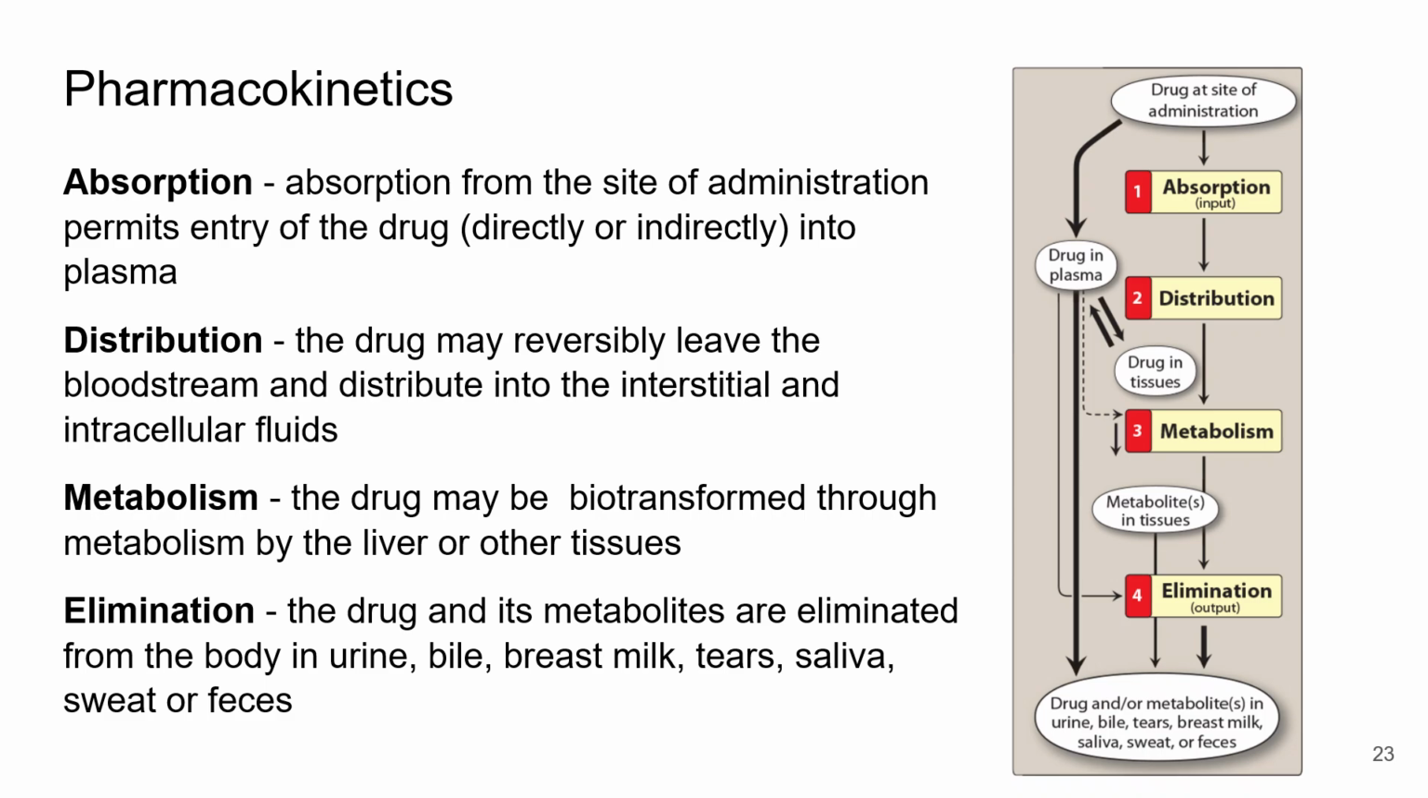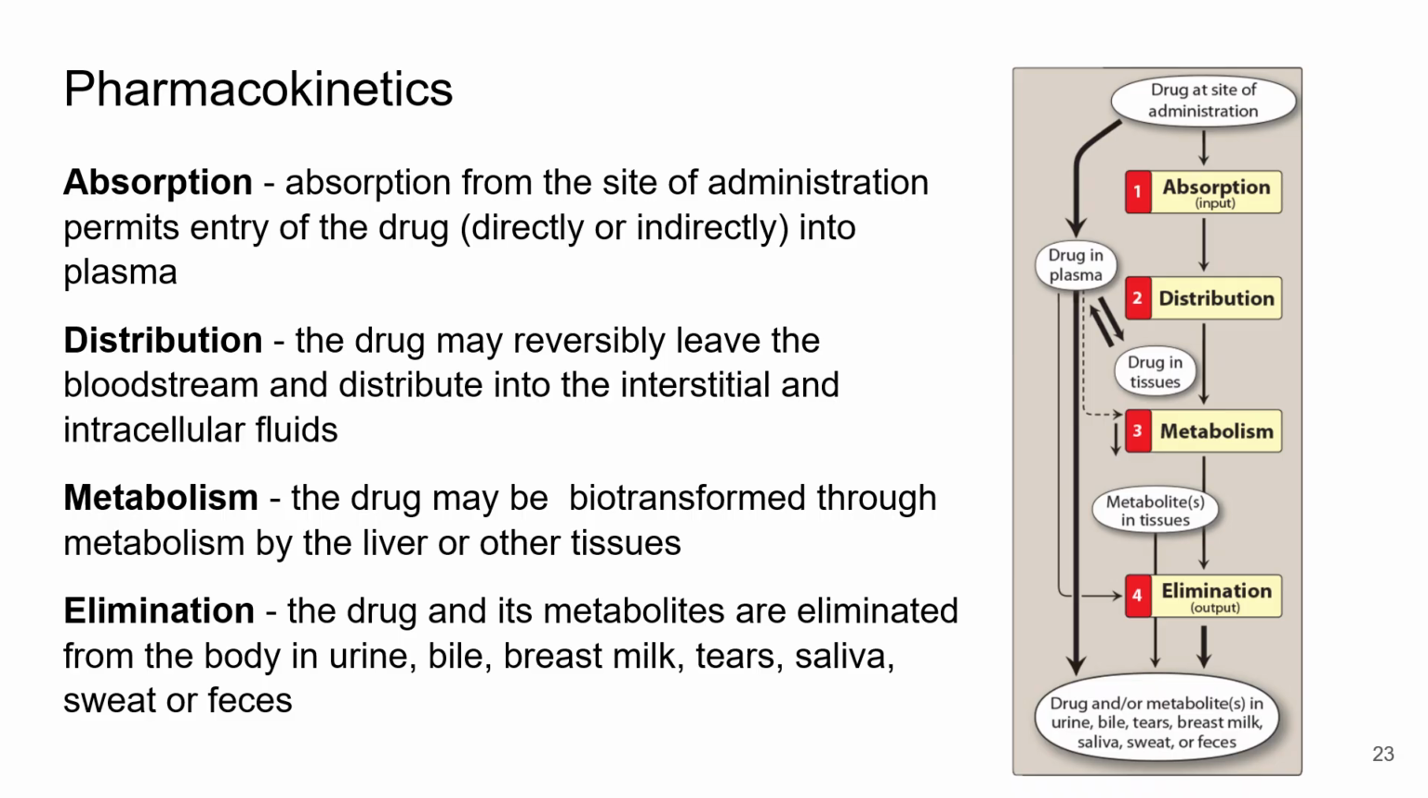Distribution describes how the drug leaves the bloodstream and spreads into the tissues, including the interstitial and the intracellular fluid. And not all drugs go everywhere equally. Some stay mostly in the blood, while others will distribute widely throughout the body, fluids and tissues. This explains why certain drugs will affect the brain or muscles or fat differently.